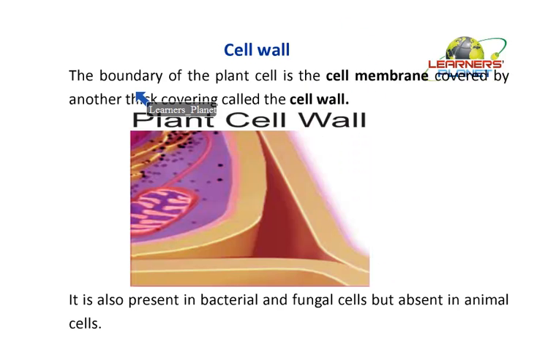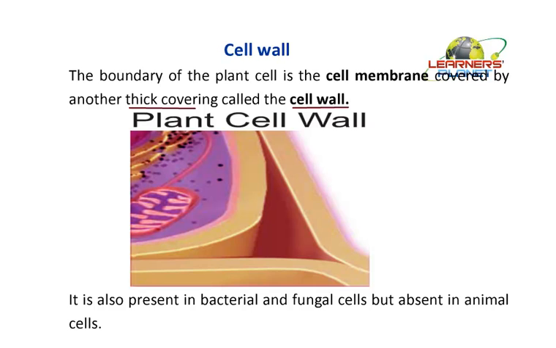Now we said that the plasma membrane is present in all the cells, but in the case of a plant cell, this cell membrane or the plasma membrane is further covered by another layer, and that layer is known as what? That is known as the cell wall. This cell wall is a thick covering which is present surrounding the plant cell.